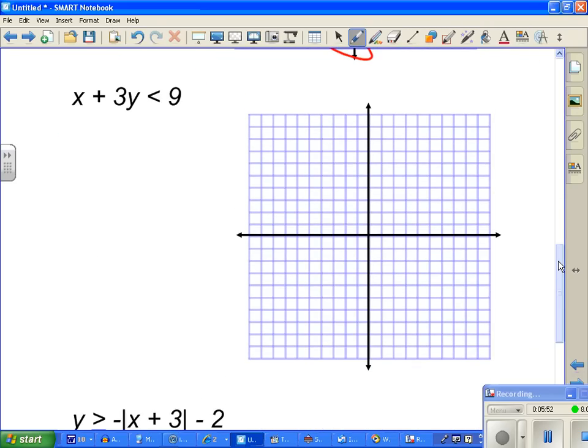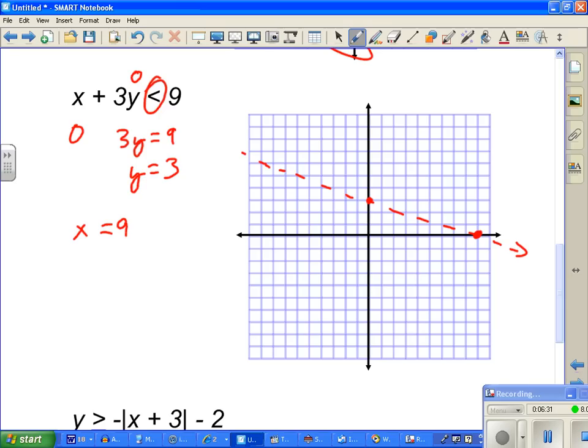So let's try another one. Okay? First of all, we got to graph this line. Well, we can do it one of two ways. We can either put it in slope-intercept form, or we can just find the x and y intercepts. Let's find x and y intercepts. Plug in 0 for x. 3y equals 9. So that means y equals 3. So my y-intercept is 3. Okay, now I plug in 0 for y. x equals 9. Well, that makes it easy. x-intercept is 9. Solid or dotted? Dotted.